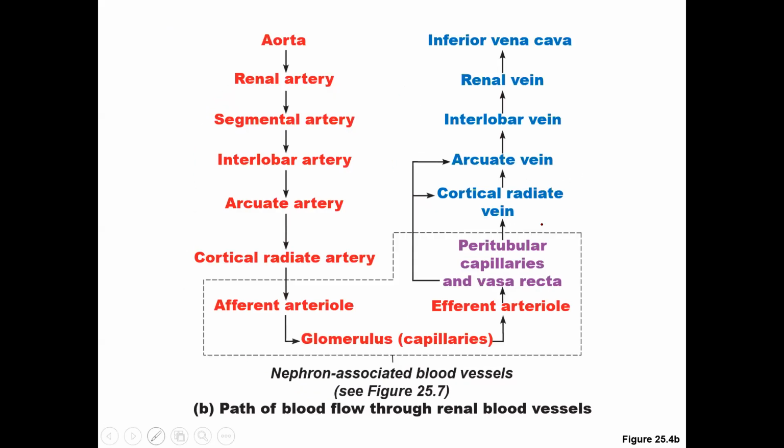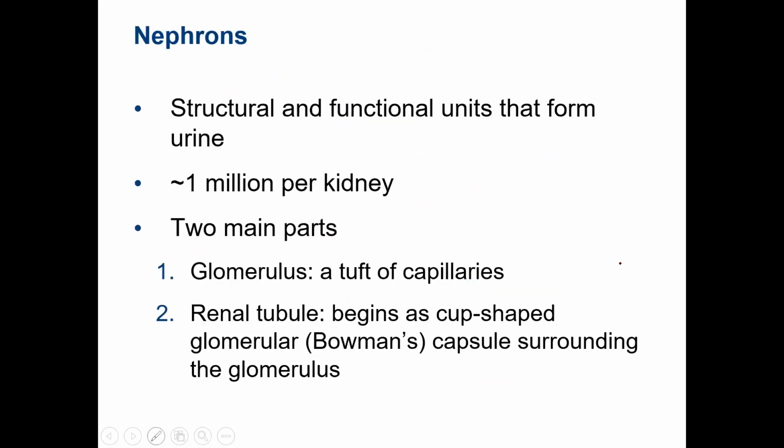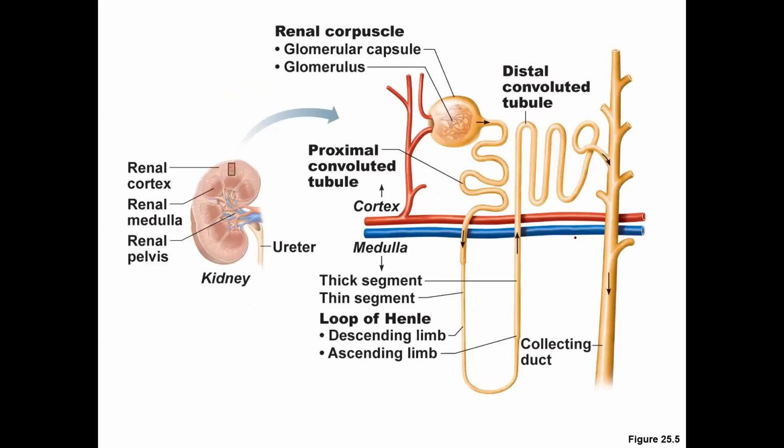Here is actually the pathway of blood through the kidneys. The working unit of the kidney is the nephron, like 1,000,000 of them for each kidney. And the two major parts of this are the glomerulus, which is kind of this spaghetti ball of capillary, and then the tubule system, or the renal tubule. So here is the nephron.